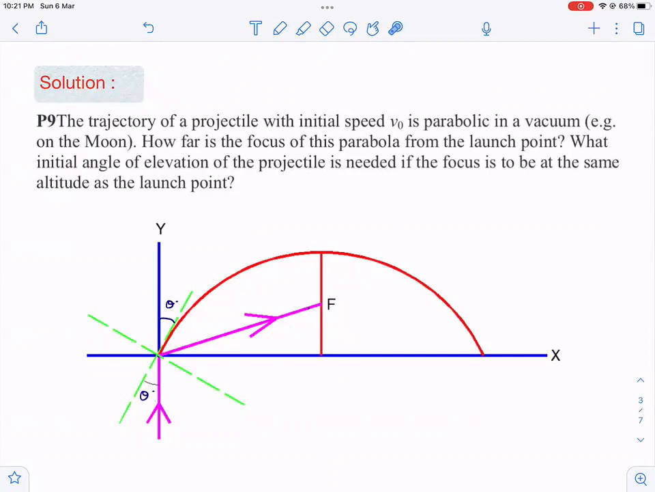What is the question? The question is, how far is the focus of this parabola from the launch point? So that means we need to find, let us say this point is O. This is parabola, right? Trajectory of the projectile is parabolic. We know this. Let us say this is the focal point. So what distance we need to find out? We need to find the distance OF. That is what we need to calculate, right? So let us see how we are going to calculate this.